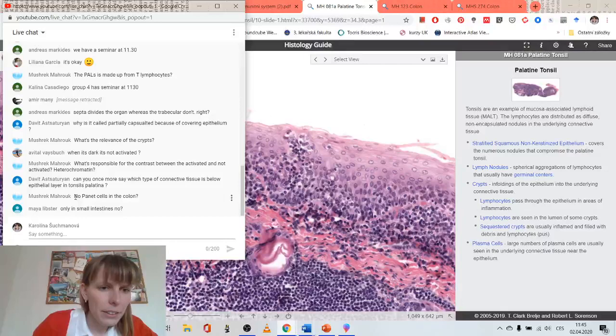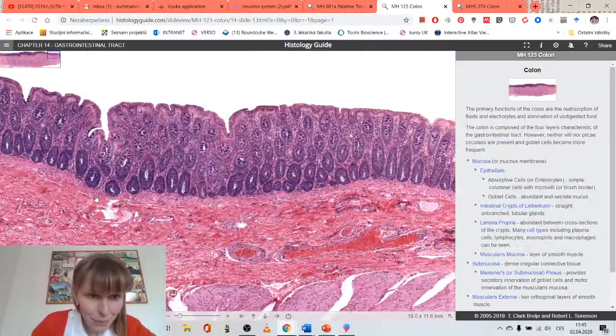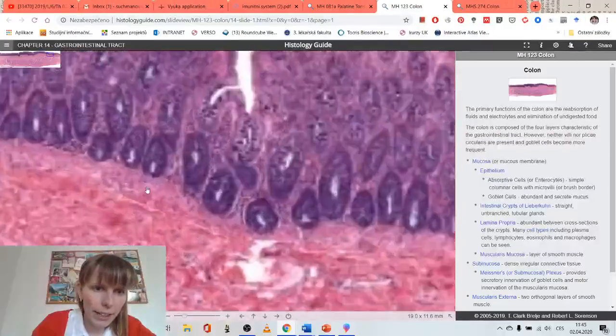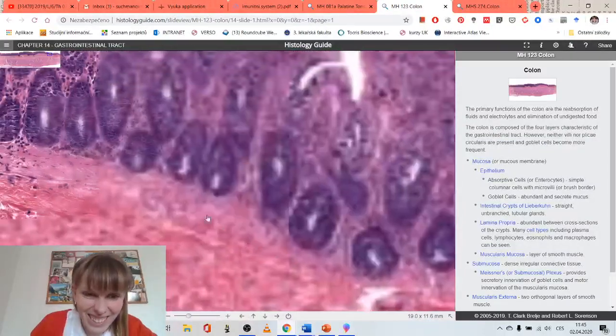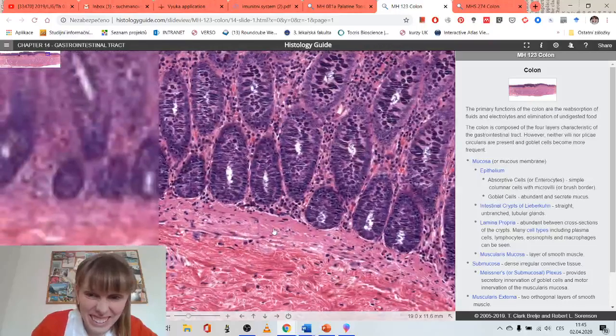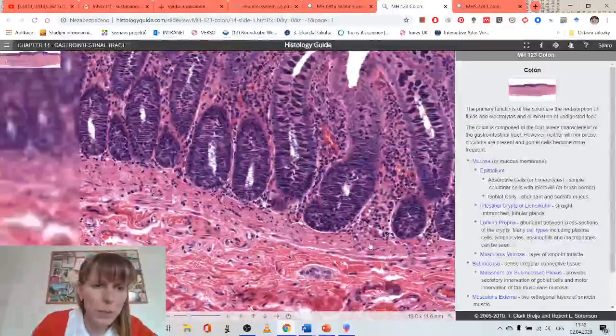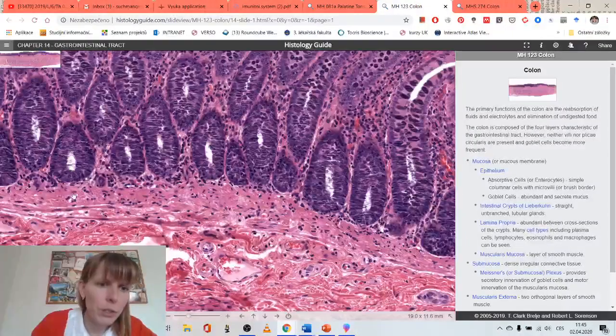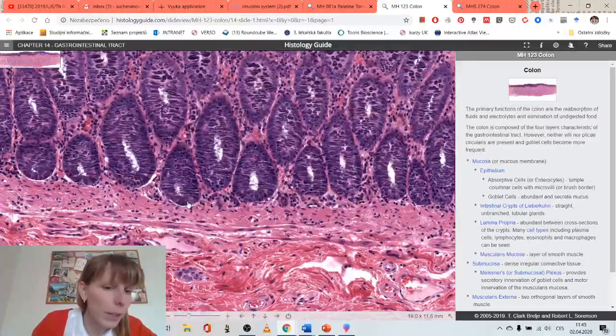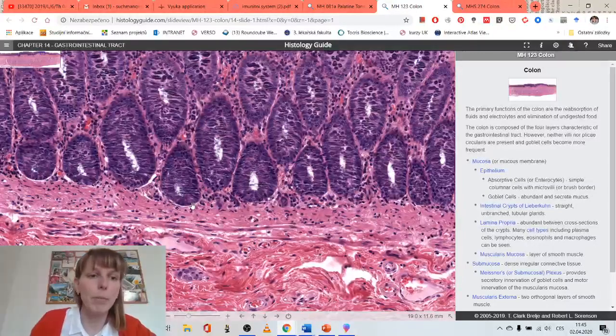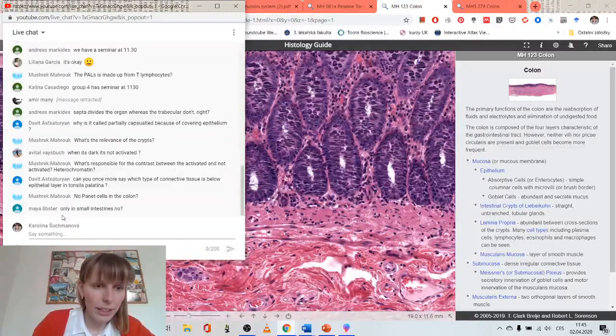And no Paneth cells in the colon? Yes, there are Paneth cells in the colon, the same as in the small intestine. Oh, this is a very crappy picture. But yes, there will be Paneth cells at the lower parts of the crypts. It's the same. We were just looking at them in the small intestine, but it stays the same. So Paneth cells are still here. Good question. Only in the small intestine?